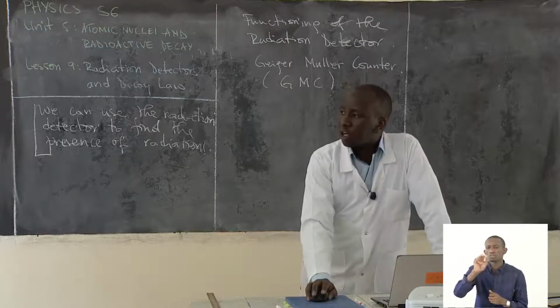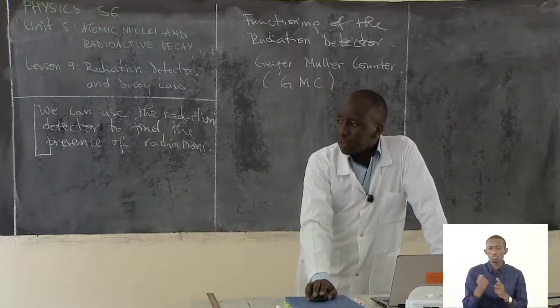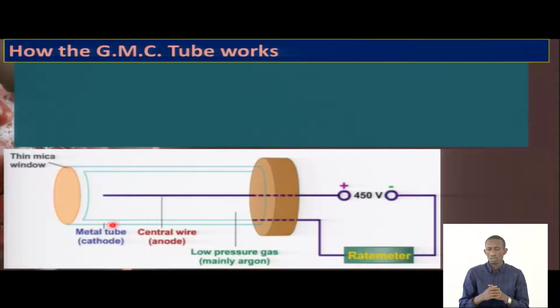So here we have the window, and we have the metal tube. As what you see, this is the central wire, right inside the tube. And then we have the low pressure gas. It is mainly argon gas. So this is what we have, inside the tube. Do you understand that? And what you see is now connected to the high potential difference. That is the 450, in the example that we are seeing here.